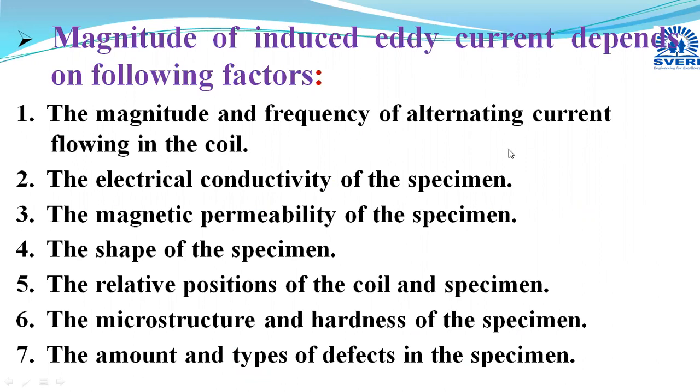Okay, the eddy current magnitude depends mainly on the properties of the specimen and the alternating current used, the frequency and magnitude of the alternating current. Then properties of the specimen like electrical conductivity, magnetic permeability, then its shape and size, then its microstructure and hardness, and the type and amount of defect present in that specimen. And the important parameter is the relative position of the coil and specimen.